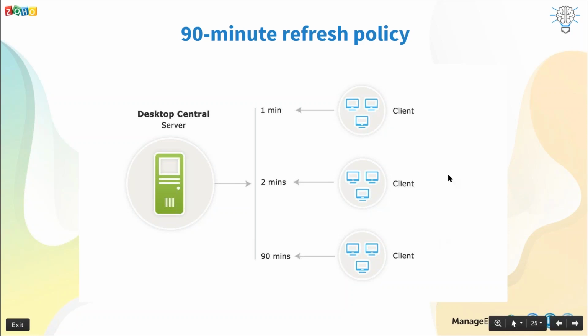Irrespective of managing 90 machines or 900 machines or even 9,000 machines for that matter, the 90 minutes will be divided between them and each machine will be given a specific time to talk with the server. The server has the intelligence to assign a time for each client to talk with the server. This is to avoid network congestion or bandwidth related issues. So the 90-minute refresh policy is designed in such a way that the load to the server is split evenly.